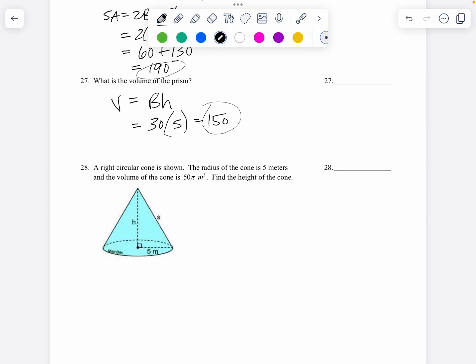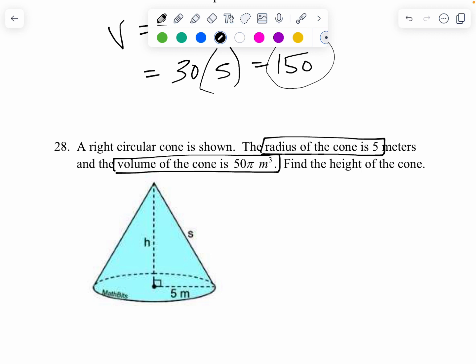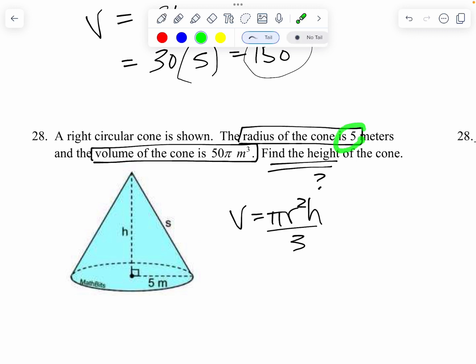28, I think a lot of us were getting a little bit confused on 28 when you are given the volume of the cone and you're given the radius and you have to find the height, so we don't know what the height is. I'm going to start by writing the formula for the volume of a cone. You can look that up on your sheet and it looks like this. Pi r squared h divided by 3. And I know that we know the radius, it's 5, so I'm going to put a 5 right there. We also know the volume of the cone. The V is this number, so I'm going to put 50 pi.